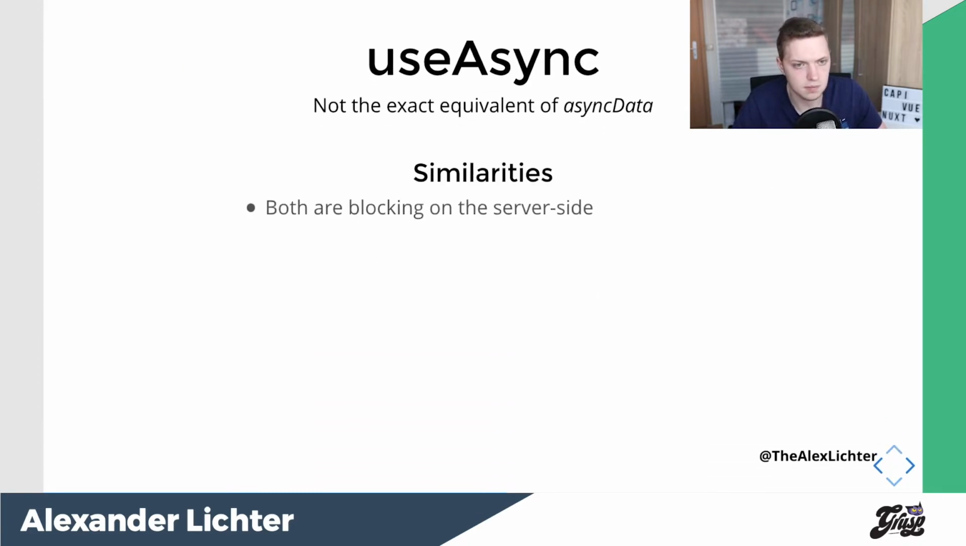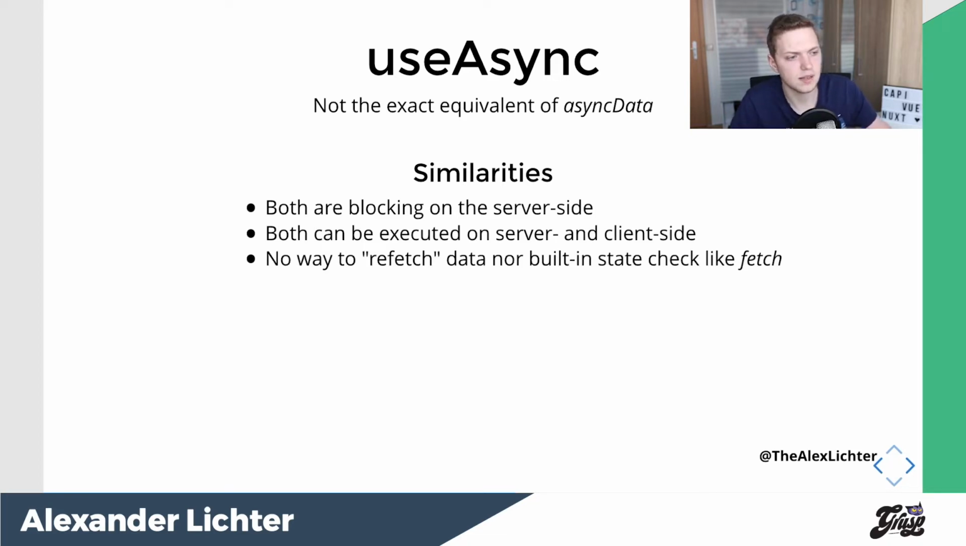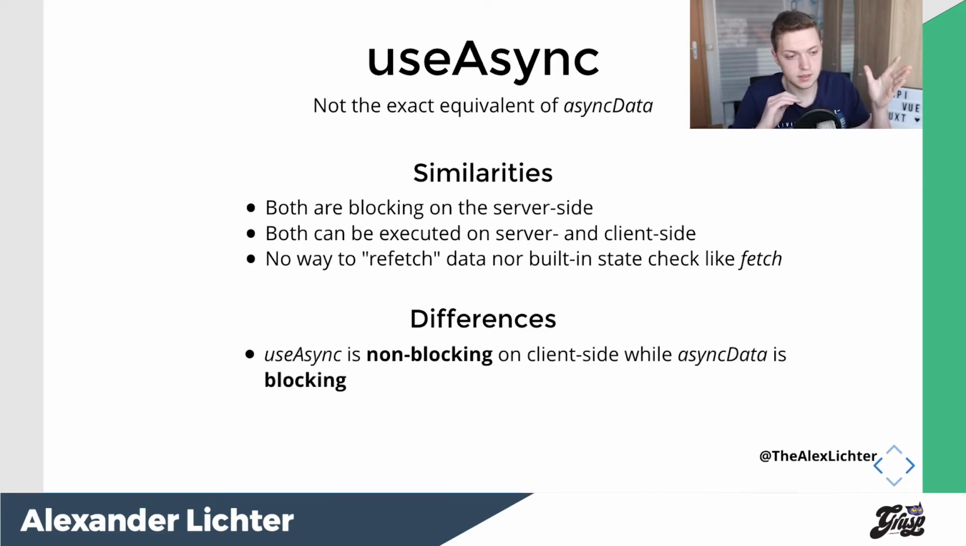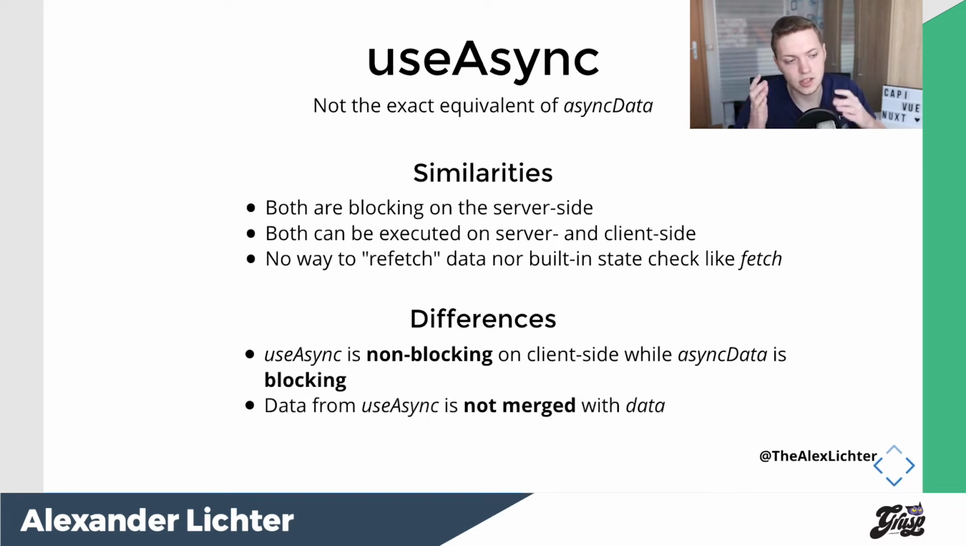We have some similarities, like both are blocking on the server side, both can be executed on server and client side, and there is no way to refetch data built in. You can of course refetch data, but useFetch, for example, has fetch or fetchState for state checking. That's nothing built in directly, but it's not difficult to do. And there are some differences between asyncData, so the options API style, and useAsync. useAsync is non-blocking on the client side, while asyncData is blocking, which I've explained a minute before. And of course, data from useAsync is not merged with data because there is no data in the Composition API.